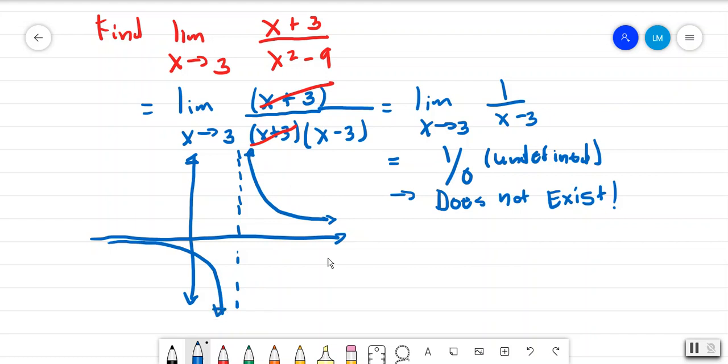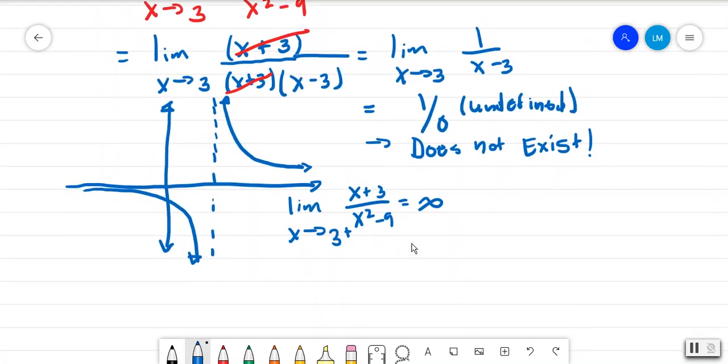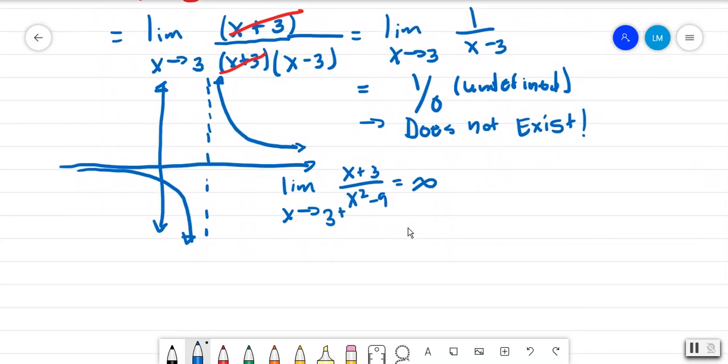So here we have that the limit as x approaches 3 from the right of (x + 3)/(x² − 9) goes to positive infinity. Now be careful with the equal sign. I'm not saying that it equals infinity, because infinity is not a real number. I'm just saying that it tends to infinity. It's just notation, if anything.